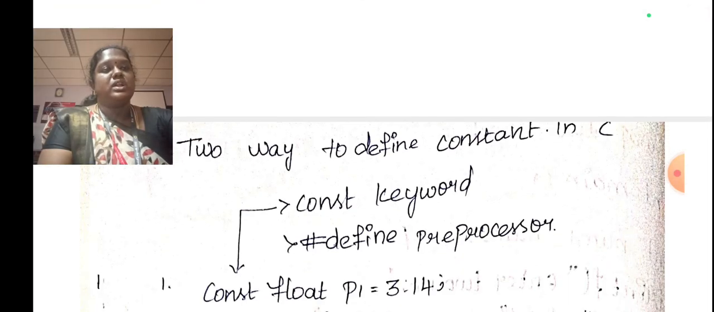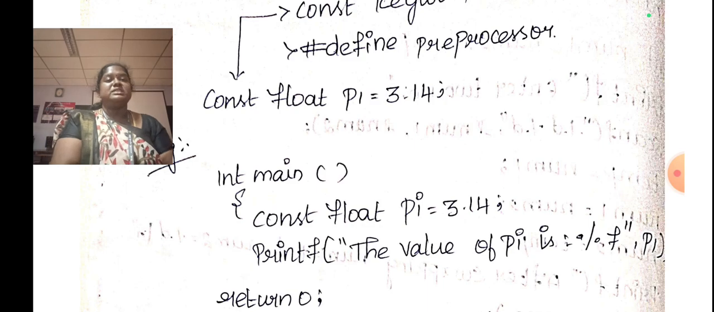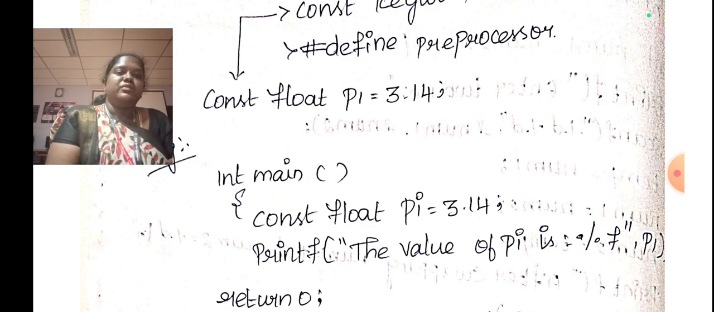There are two ways to define a constant in C: the const keyword and the #define preprocessor directive. For example, const float pi = 3.14. Wherever the pi element is called, we would need to use 3.14. So we use a header file with #define pi 3.14.